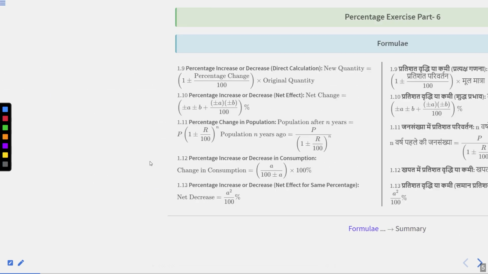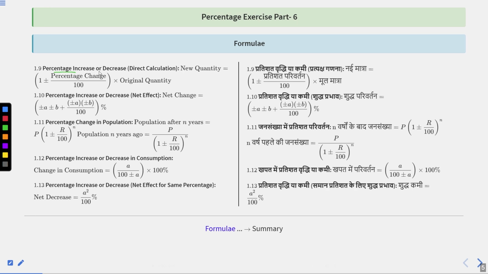Let's see some other formulas. Percentage increase or decrease, direct calculation, to find the new quantity: 1 plus or minus percentage change upon 100, multiplied by the original quantity, gives the new quantity. Plus or minus represents the increase and decrease in percentage. In the same way, for percentage increase or decrease, net effect or net change, directly: plus or minus a, plus or minus b, plus or minus a multiplied by plus or minus b upon 100 percent will be the net change. Clear? Plus or minus always represents the increase and decrease of the percentage value.